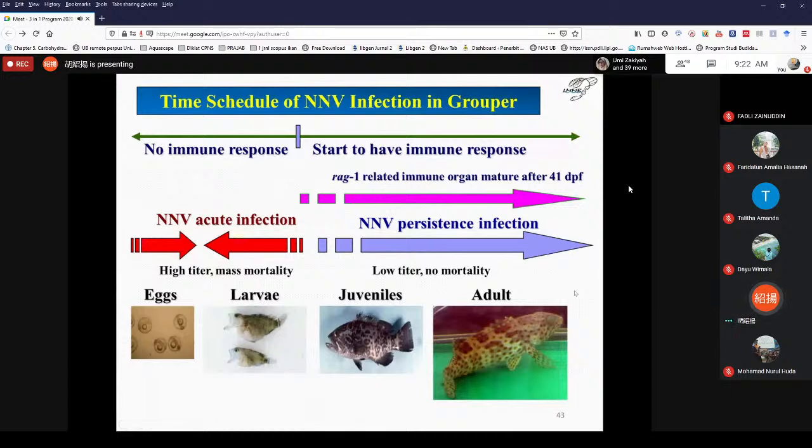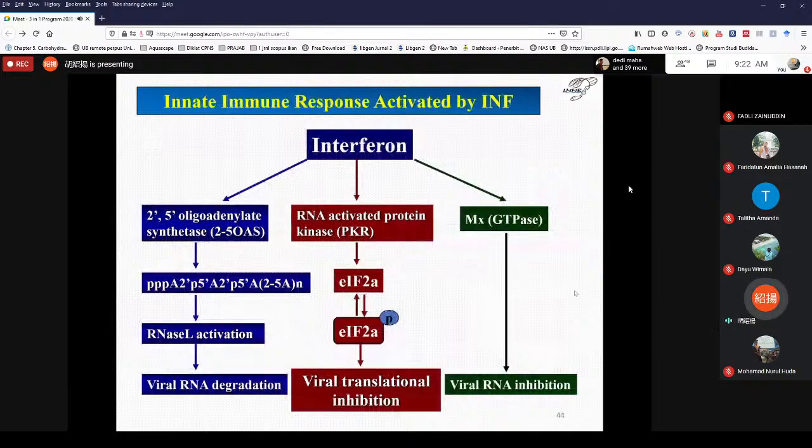And that is why we use the zebrafish to study the mechanisms. So we go back to the immune response system. It's a molecular signal. It's quite important for antiviral infections. For example, in the immune system, interferon is activated.